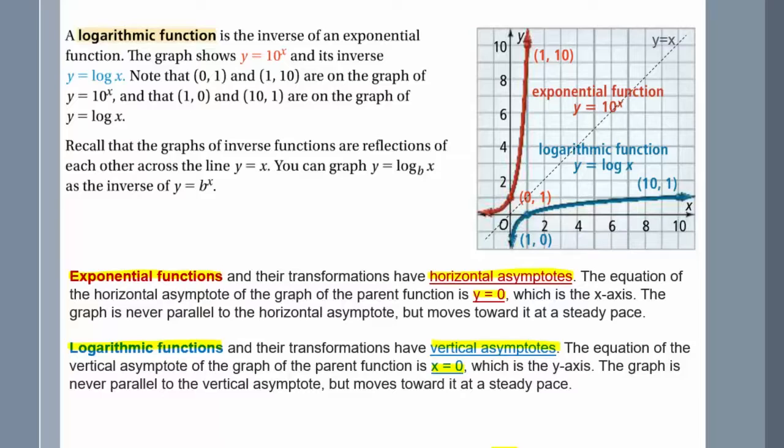Logarithmic functions and their transformations have vertical asymptotes. The equation of the vertical asymptote of the graph of the parent function is x equals 0, which is the y-axis. The graph never crosses the vertical asymptote, but moves toward it at a steady pace.